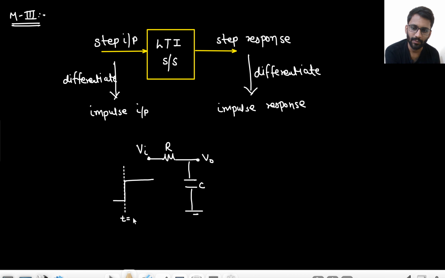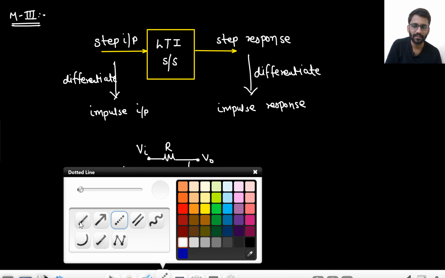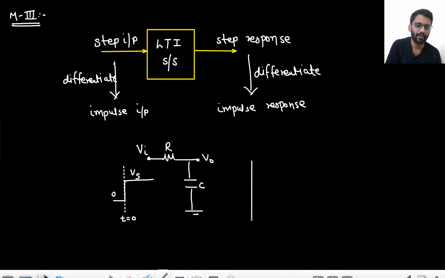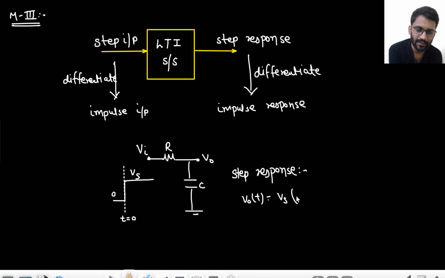This is t equals 0, input 0 to Vs. What will be my output? What will be my V naught for this input? Step response. V naught(t) would be Vs times (1 minus e to the power minus t upon tau) u(t). This will be my final answer, right?